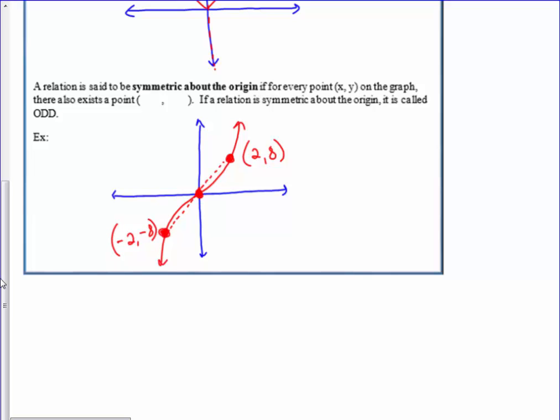So for a relation to be symmetric about the origin, then for every point (x, y) on the graph, there has to exist an opposite point, so (-x, -y). If a relation is symmetric about the origin, then it is also called odd.